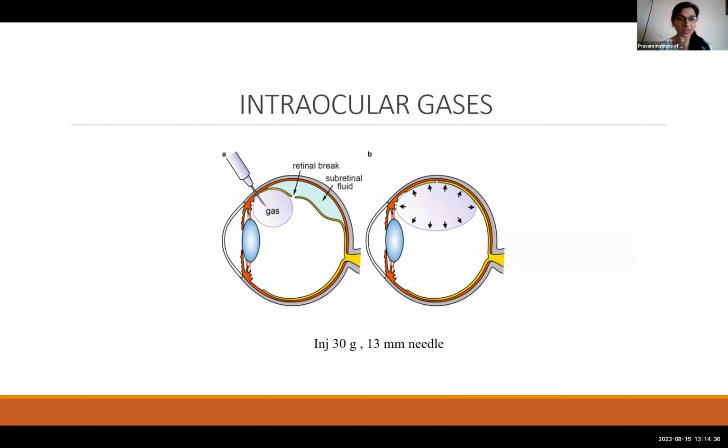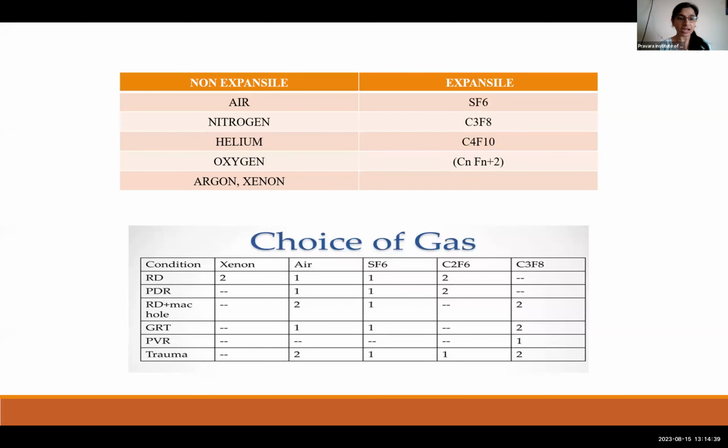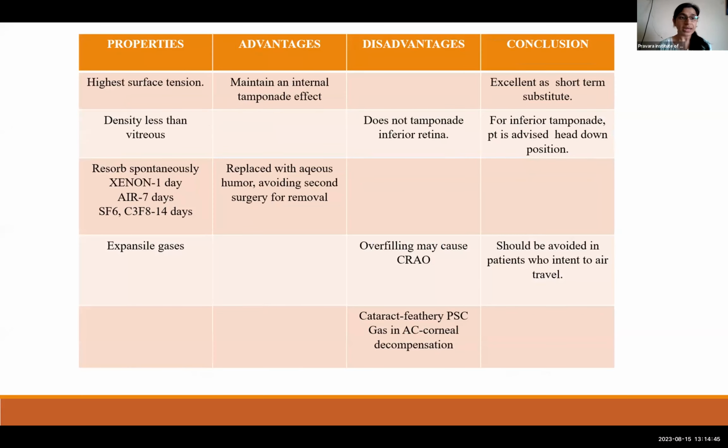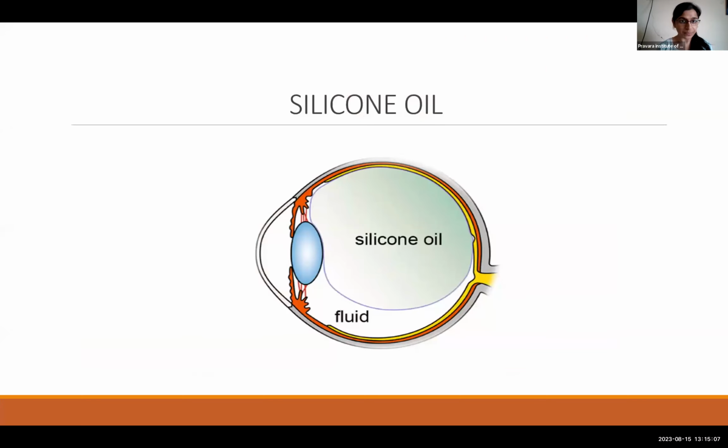Starting with intraocular gases: non-expansile gases are the first choice for RD and PDR treatment, and expansile gases are used in giant retinal tears and trauma. Gases have the highest surface tension, so they maintain an internal tamponade effect and are excellent as a short-term substitute. They do not tamponade the inferior retina, and to do so, the patient should be advised a head-down position. The gases reabsorb spontaneously, thus they avoid a second surgery for removal. The expansile gases should be avoided if the patients intend to travel by air.